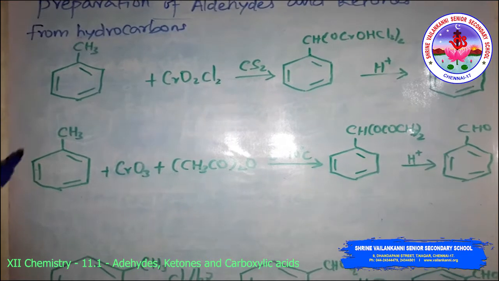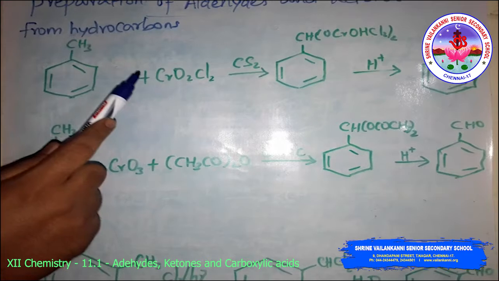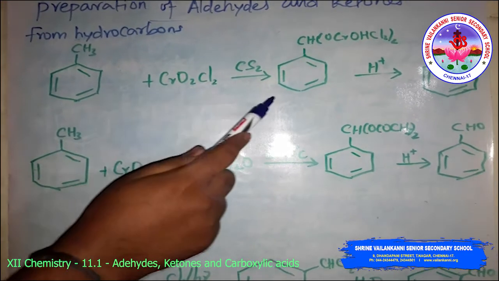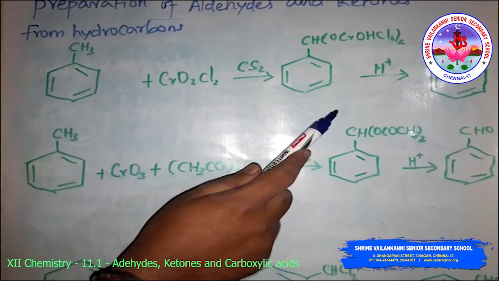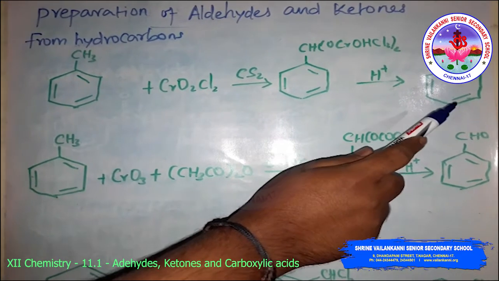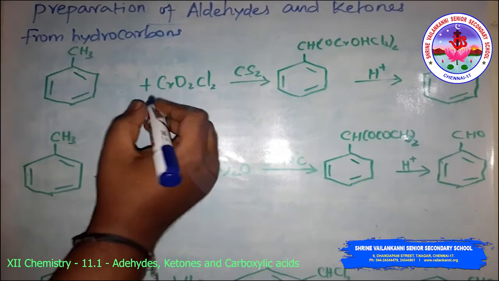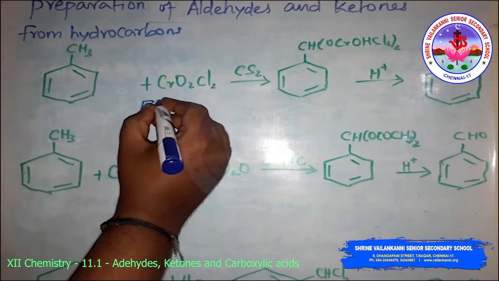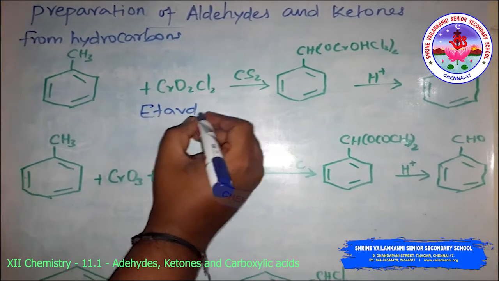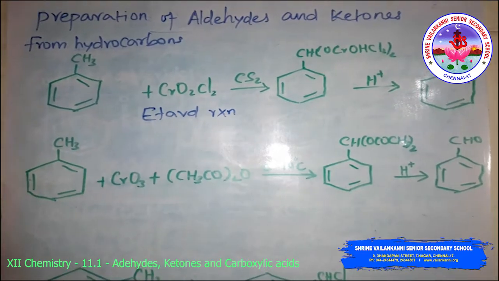First, the use of chromyl chloride. Chromyl chloride oxidizes the methyl group to a chromium complex. This is the chromium complex, which on hydrolysis gives the corresponding benzaldehyde. This reaction is called the Etard reaction. So this is called the Etard reaction.